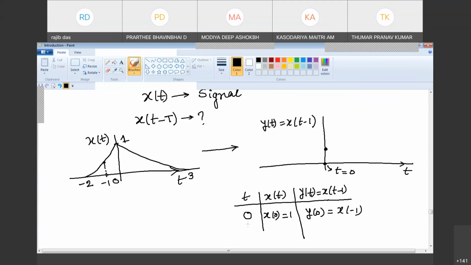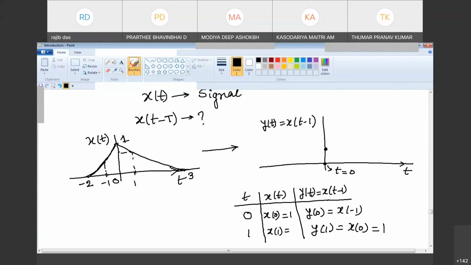Now if I consider t equal to 1, then it is x(1), and some value you can get from the figure. And y(1) is x(1 minus 1), which is x(0), and x(0) is already given as 1. The value of x(1) you can compute from this figure. If it is a purely straight line, then you can find the value. This is a straight line, and this is also a straight line.